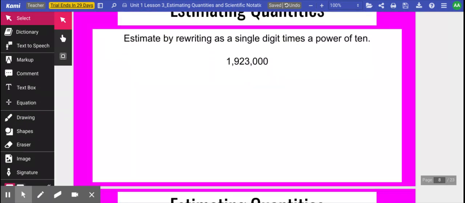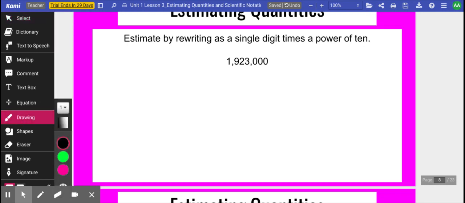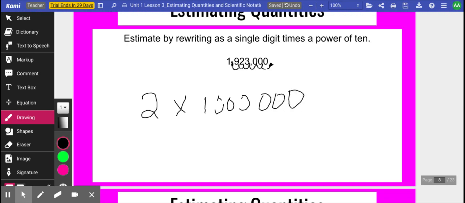Estimate by rewriting as a single digit times a power of 10. When I have a whole number, it's understood that my decimal is at the end of that number, and I need to move my decimal to create a single digit. 1, 2, 3, 4, 5, 6. Now, 1.923 is closer to 2 times 1 million. So if I write this in scientific notation, I have 2 times 10 to the 1, 2, 3, 4, 5, 6 power. Go ahead and pause the video and make sure you have this one written down as well.